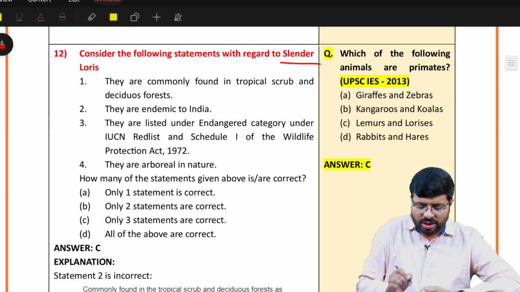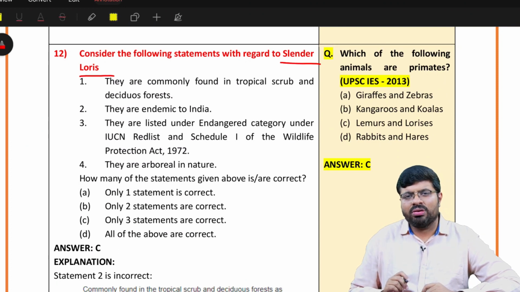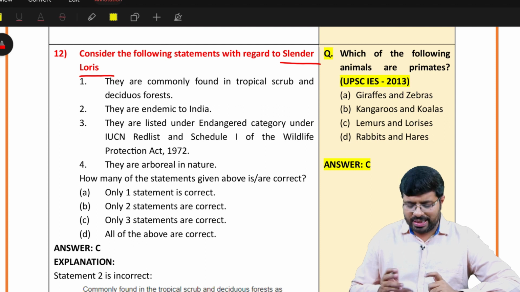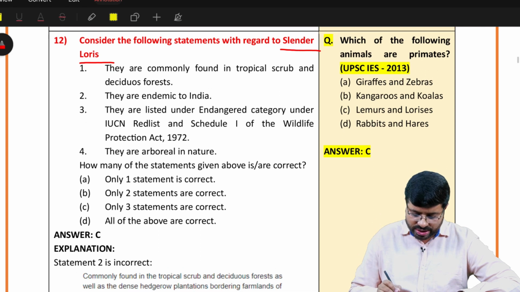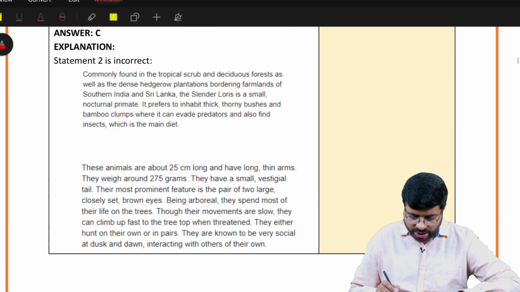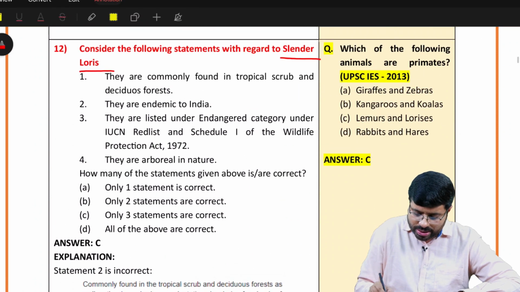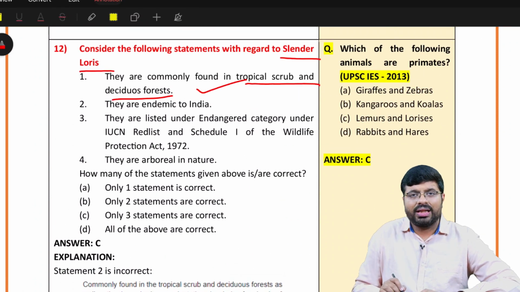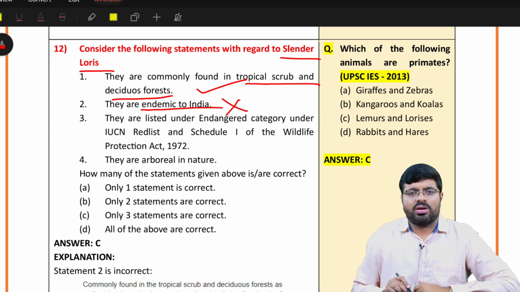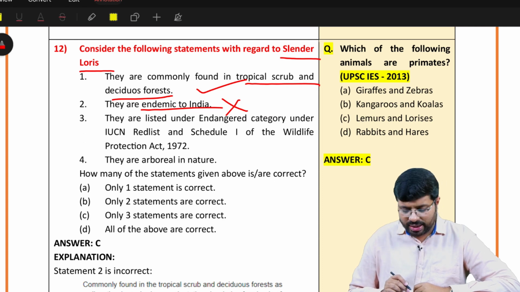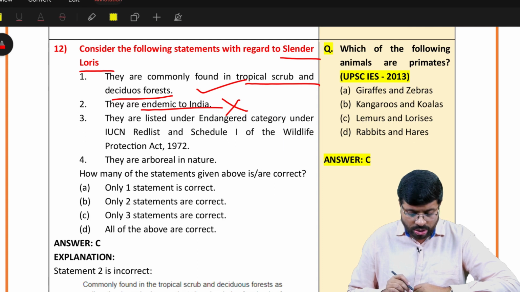Slender loris. Now this animal you might know, you might not know. A bit difficult. Let us see what you can answer. They are commonly found in subtropical scrubs and deciduous forests. Yes, they are. They are endemic to India, meaning found only in India and nowhere else. This is wrong. The slender loris is also found in countries like Sri Lanka and other neighboring areas of India. So statement 2 is wrong.